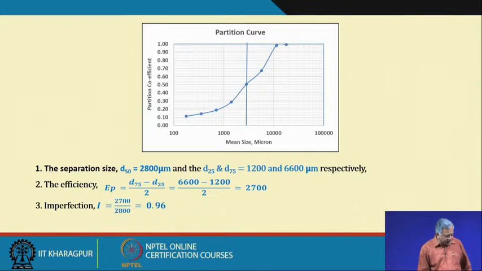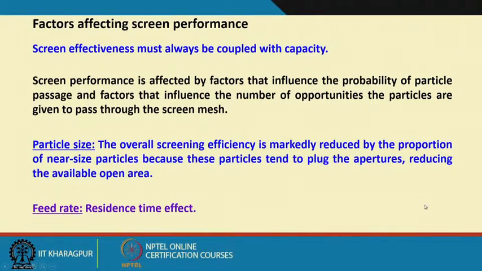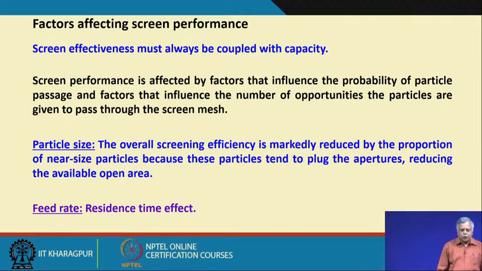So, these are the answers to the questions. Let us look at the various factors that affect screen performance. Why do you think industrial screens do not operate in a perfect manner? So, I must know what the different governing factors are.